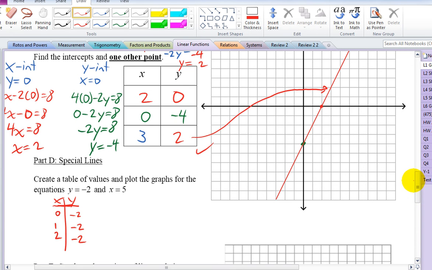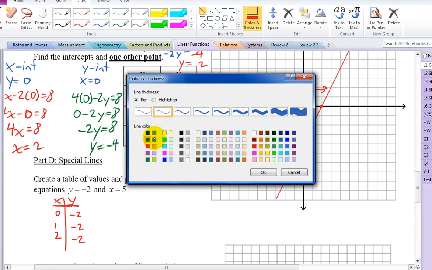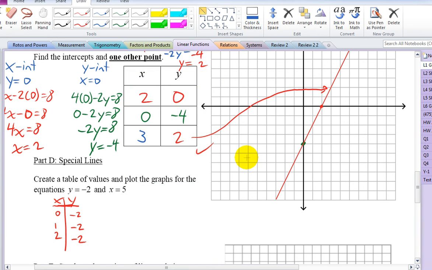So please draw that line. y equals negative 2. There's your line. y equals negative 2. So all the way along that line, y equals negative 2. It never changes. It's a special line. This line is horizontal.